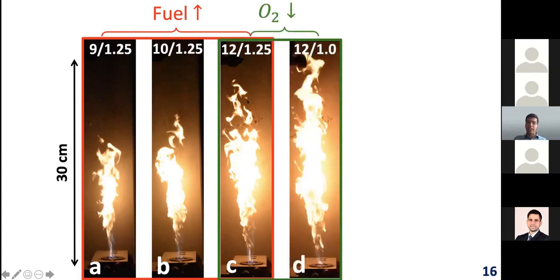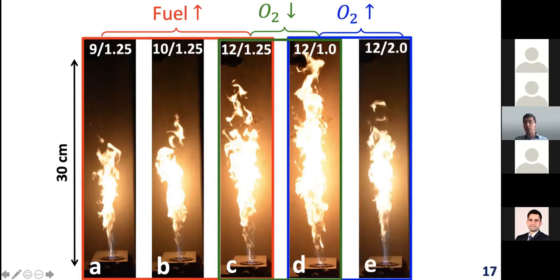We could also keep fuel constant and change the amount of dispersion oxygen. So by reducing dispersion oxygen from 1.25 to 1, we can get even larger flames. Or if we increase it from 1 to 2, you can see how the additional oxygen results in a smaller flame and less emissions of particles. So by changing common process parameters that are used for FSP, we can have different flames, and let's now take a look at characteristics of soot particles that we could sample from these flames.